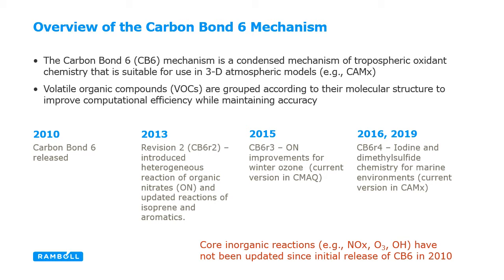The first version of CB6 was released in 2010 using data available through the middle of that year. In 2013, CB6R2 was released, which introduced heterogeneous reactions of organic nitrates to form nitric acid and updated the reactions of isoprene and aromatics. CB6R3 was released in 2015 to better represent wintertime high ozone events, and this is the current version in the US EPA's CMAQ model. Then finally, CB6R4 was released in 2016 to account for ozone depletion in the marine boundary layer and was updated in 2019 to include reactions of dimethyl sulfide.